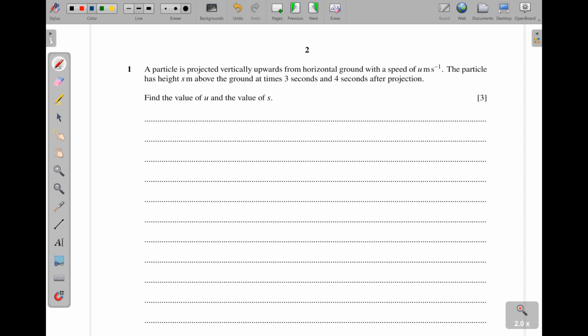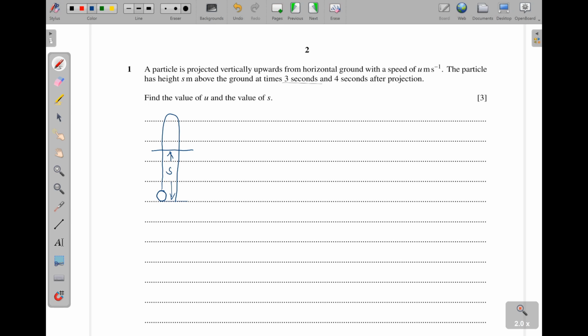In my sketch here, I'm having the particle which is projected vertically upwards. Okay, and then we have a certain height here. Let's say height s. Yes, it is given as s. Now, it is above this height at times 3 and 4.